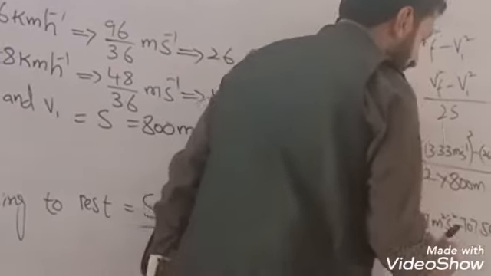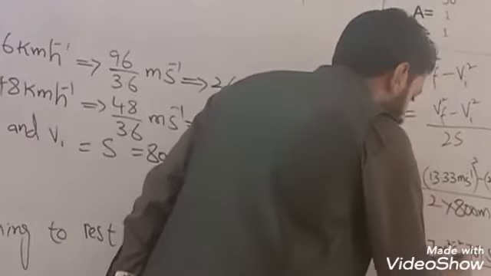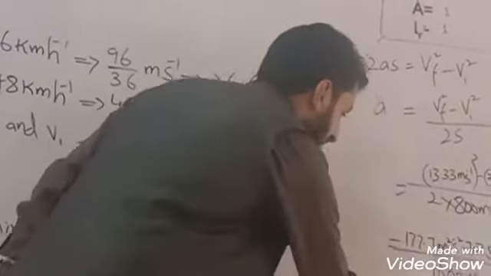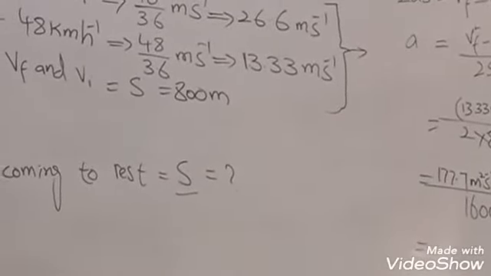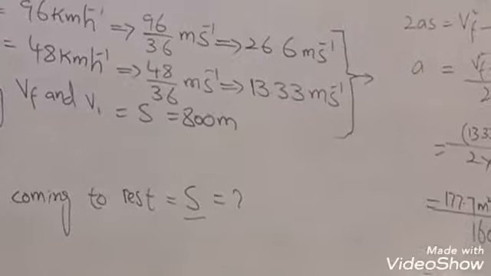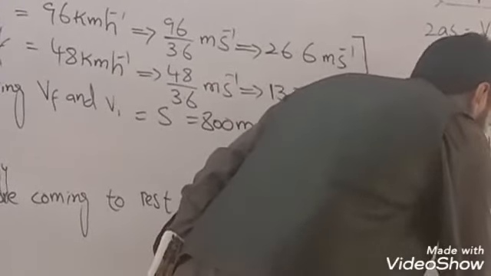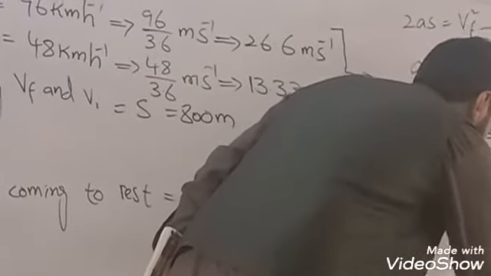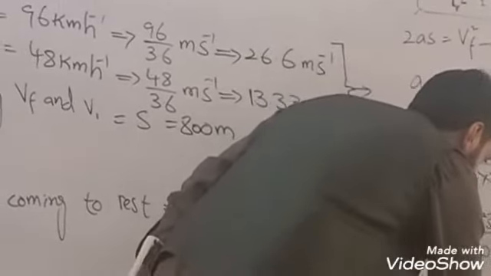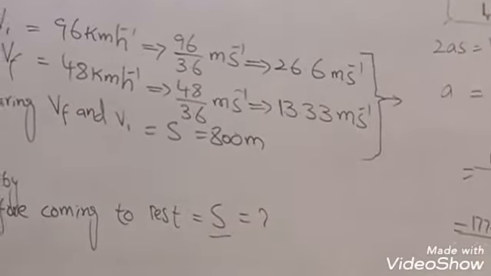707.56 divided by 1600 meters. Now find out the difference. 177.7 minus 529.86. Okay, let me round off this value to 530 meters square per second square divided by 1600 meters. So meter and meter will be cancelled.